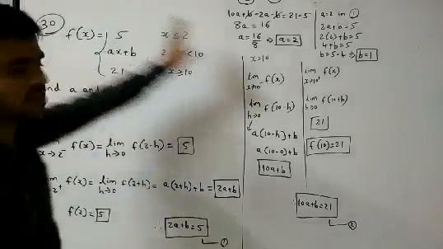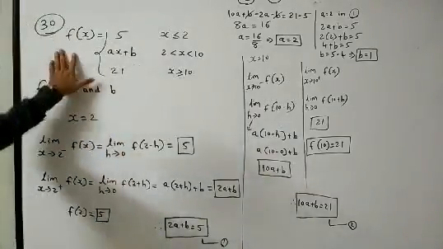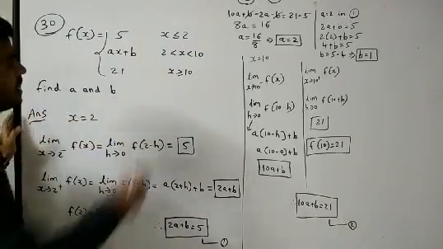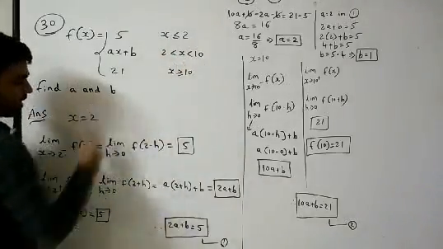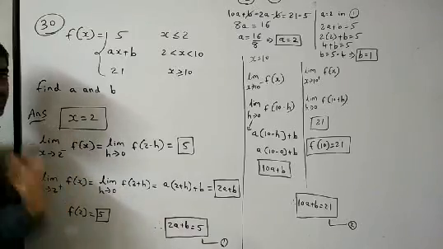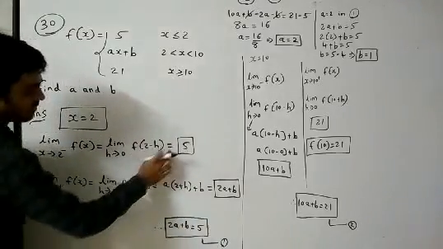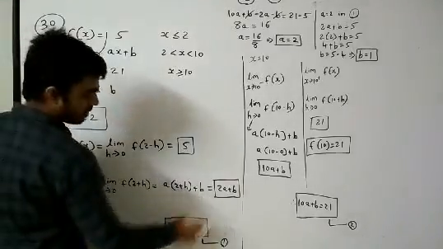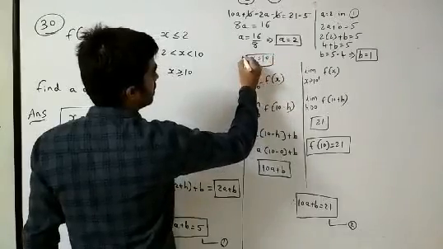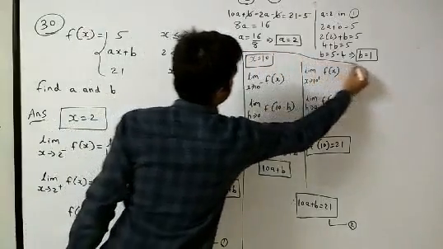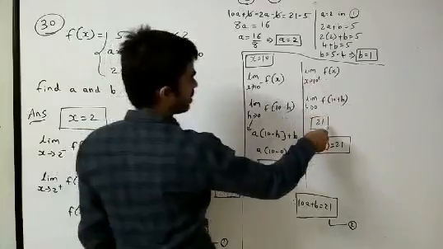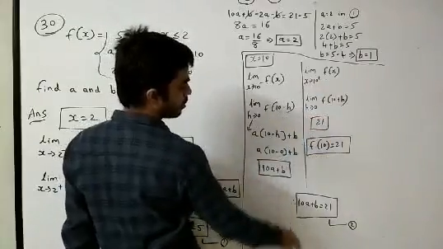Clear? So in this question what was given? It was given that this function is continuous. So what we have done, there are 2 points, 2 and 10. At x equal to 2 we have taken one time. And we know that it is continuous, so all these values are same. 5 and 5 are equal. 2a plus b equal to 5. At x equal to 10 we have taken the limit, left hand limit, right hand limit, and the value at that point, so 10a plus b equal to 21.